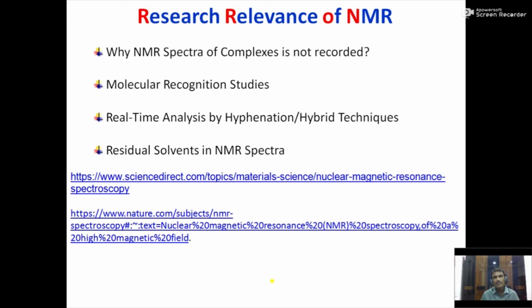Hyphenation means coupling of two or more techniques so that we can get the advantage of each technique. It is also called a hybrid technique.